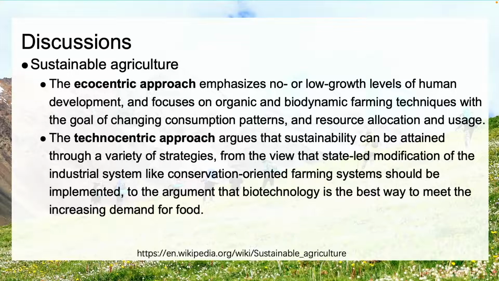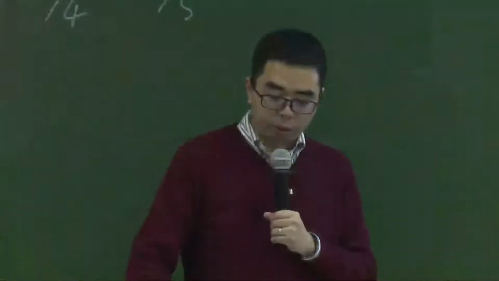The first discussion is a debate on the definitions of sustainable agriculture. The goal of sustainable agriculture is to meet society's food and textile needs in the present without compromising the ability of future generations to meet their own needs. So the definition could be characterized by two different approaches, an eco-centric approach and a technocentric approach. You can read from the screen.